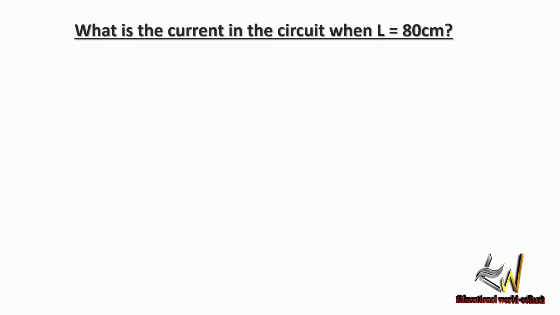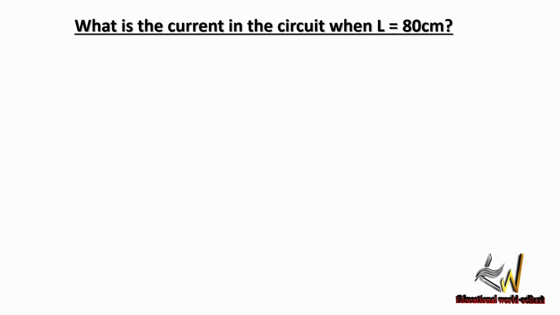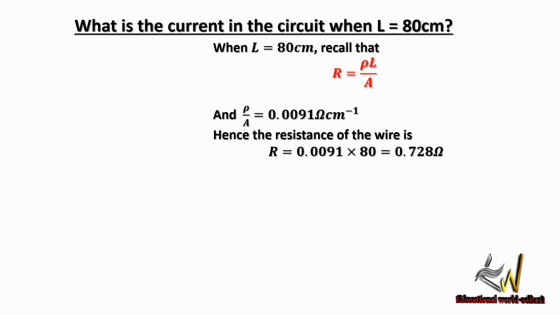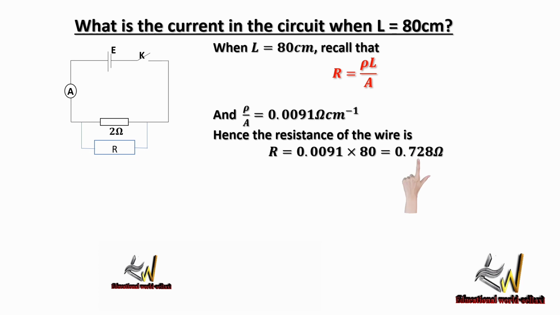We've gotten all we need, so let's go ahead. What will be the current in the circuit when the length is 80 cm? Using this relationship, we know already that the constant ρ/A is 0.0091 ohm per cm. So we make quick substitutions. The resistance at 80 cm is 0.0091 times 80, which gives us 0.728 ohms.